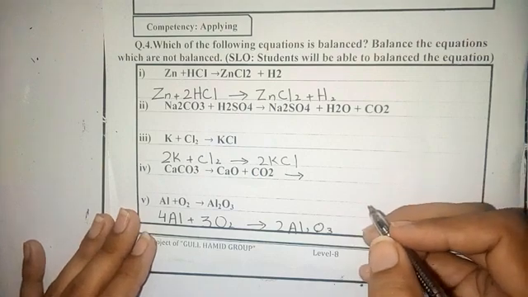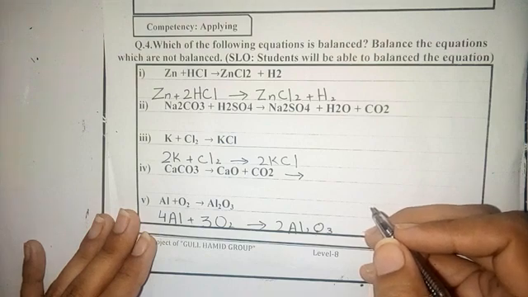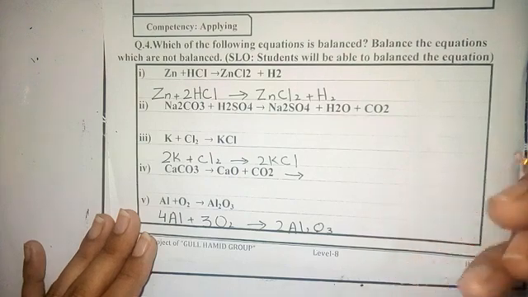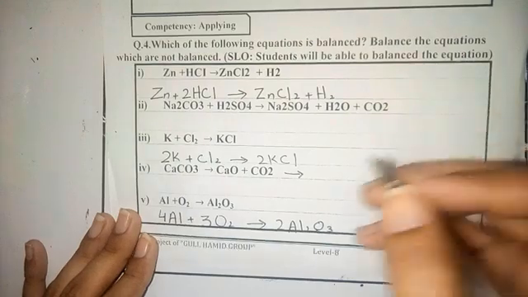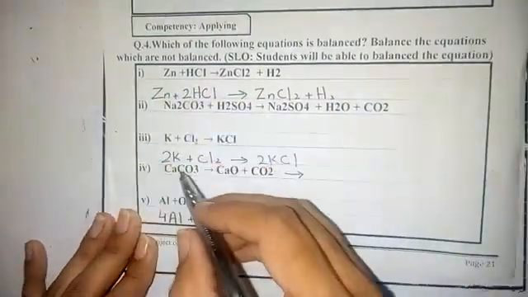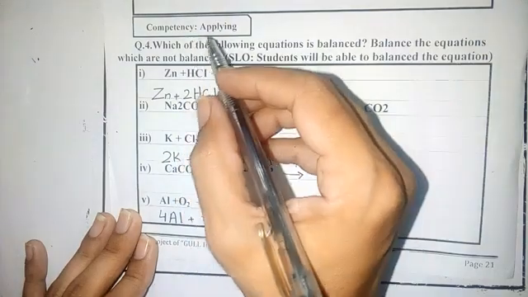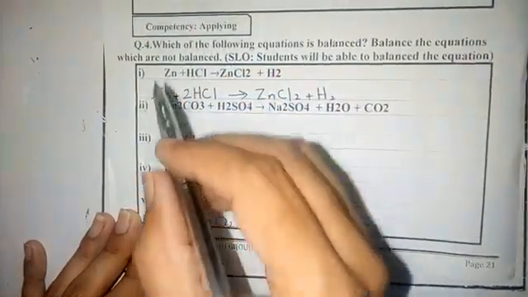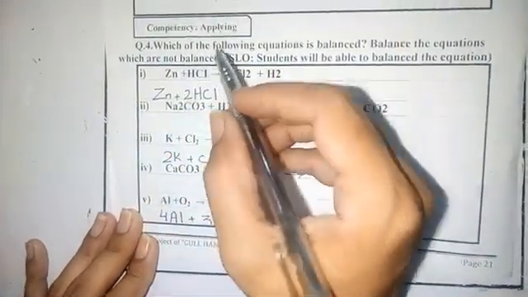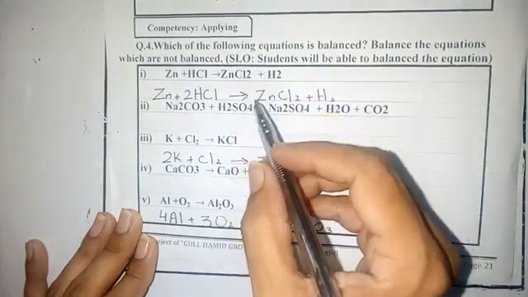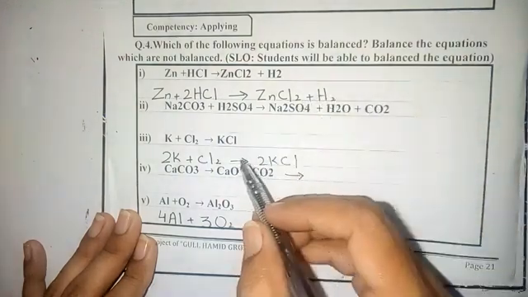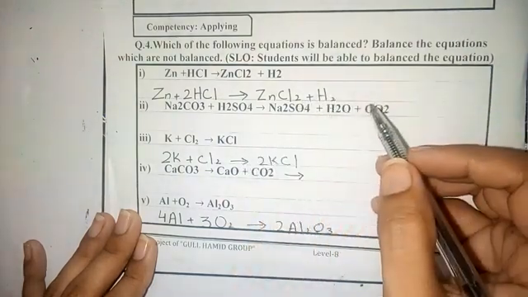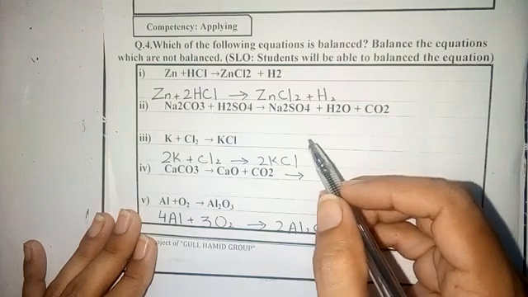Students, today we are going to solve the skill booster pack of level 8, and the subject is science, page number 21. On this page we have to solve question number 4. The portion is about applying, meaning you will have to apply the knowledge of balancing chemical equations, how you have to balance a chemical equation by the rules.